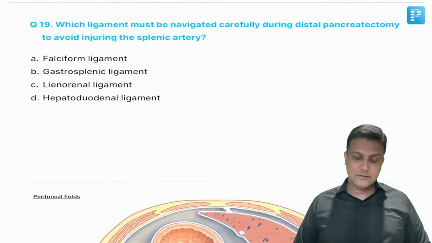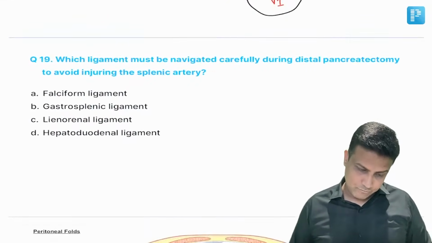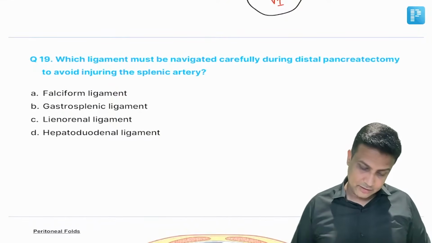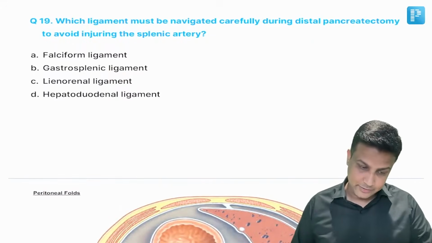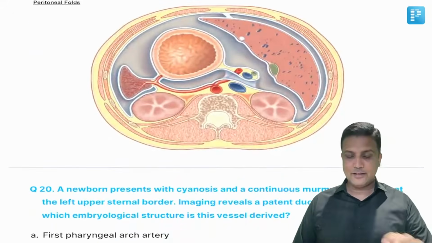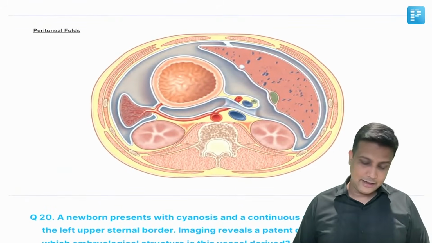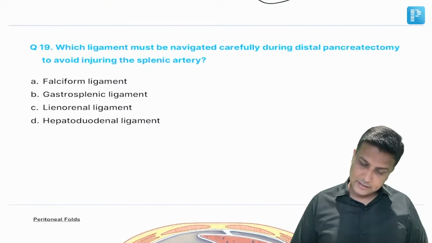Which ligament must be navigated carefully during the distal pancreatectomy to avoid the injury to the splenic artery? Now, if you look at this diagram, we have discussed this many times, my dear friend. Now, it is mentioning about the splenic artery here.